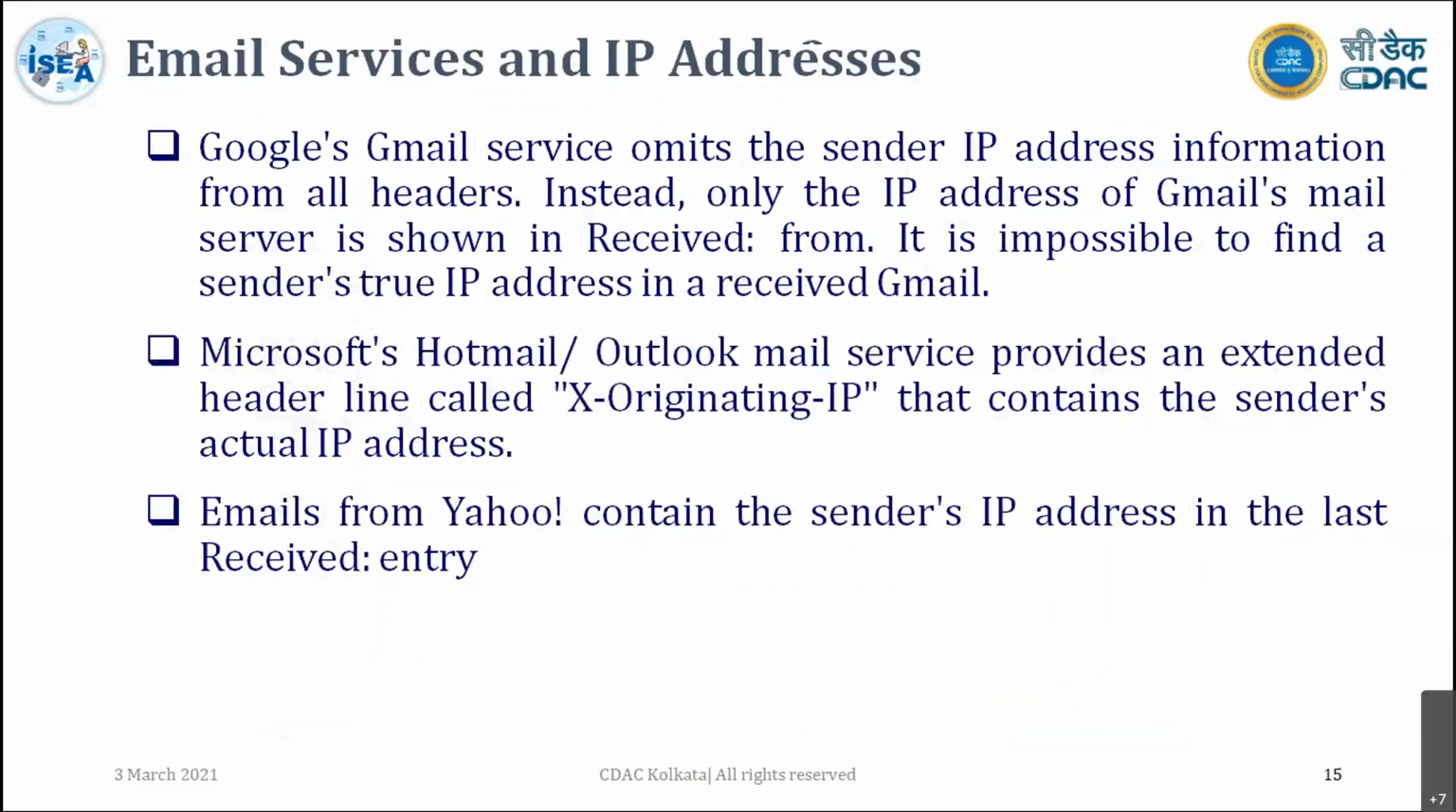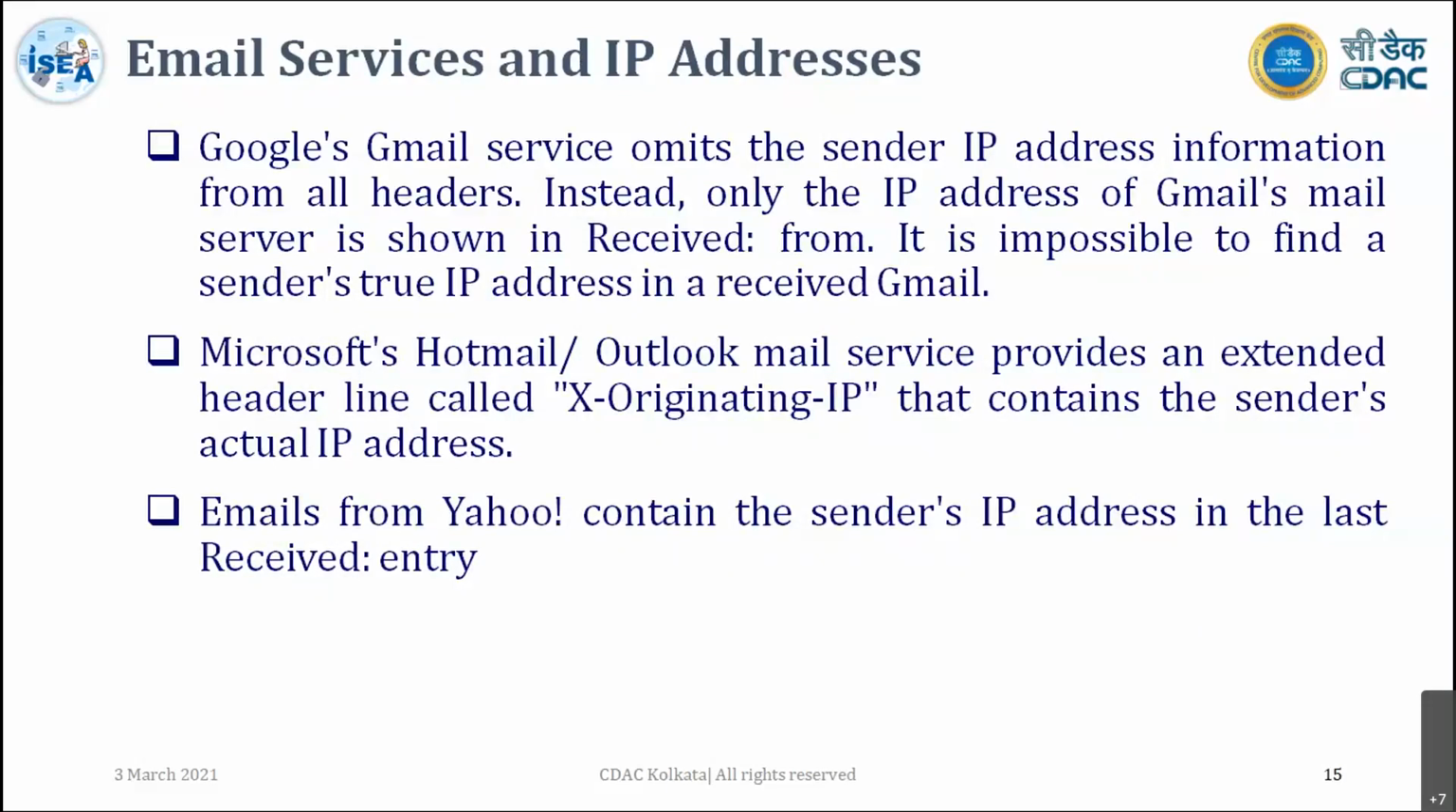Now, different email service providers have different practices in terms of showing their respective IP address. Number one, Gmail omits the sender IP address from these headers. Instead, only the IP address of Gmail's mail server is shown in the received from point. Okay, and it is impossible to find a sender's true IP address in a received Gmail ID.